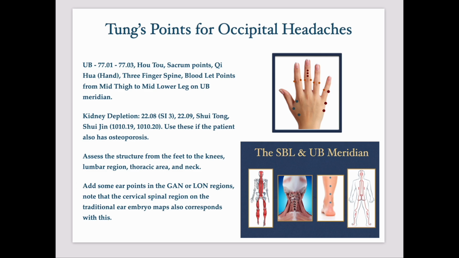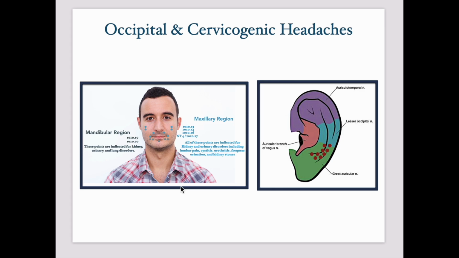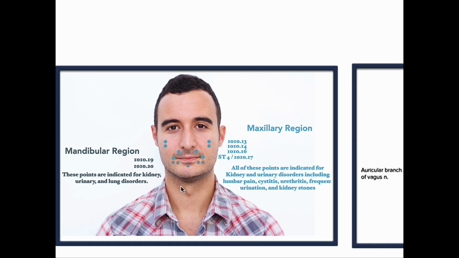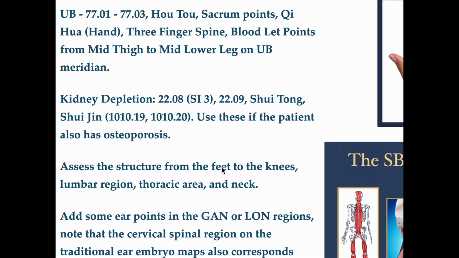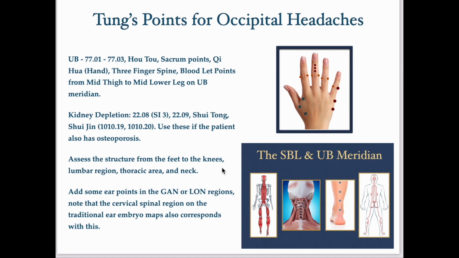I just want to quickly review these, because we did talk about how these points can be used for deficiency patterns. Remember that the points in the maxillary area are treating more excessive type conditions like cystitis and kidney stones, whereas these points, 10-10-19 and 10-10-20 on the lower side of the lip, these are more for the deficiency conditions or kidney lung patterns occurring together. So this is a nice little point prescription that you can use for occipital headaches as well, needling SI3 and 22.09 with the points just below the lip.